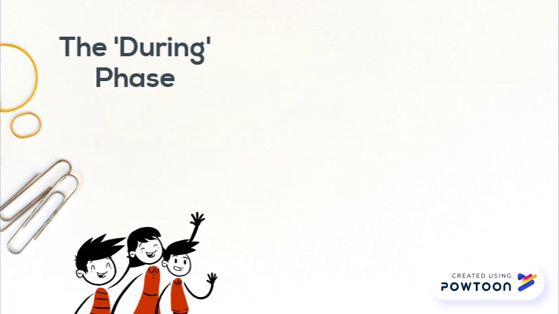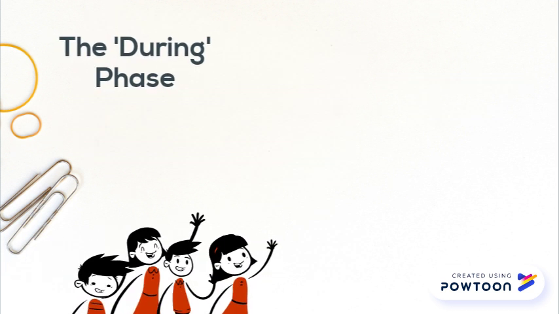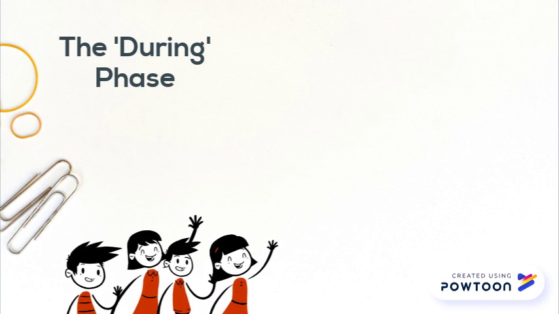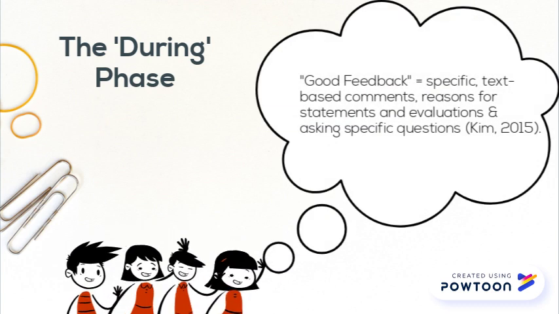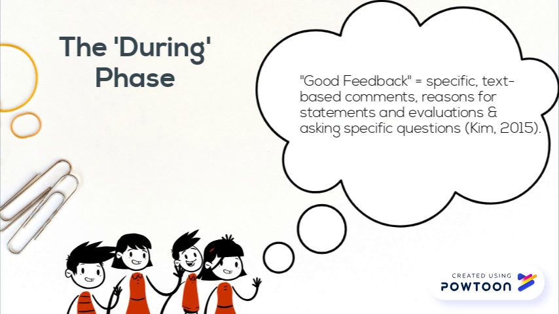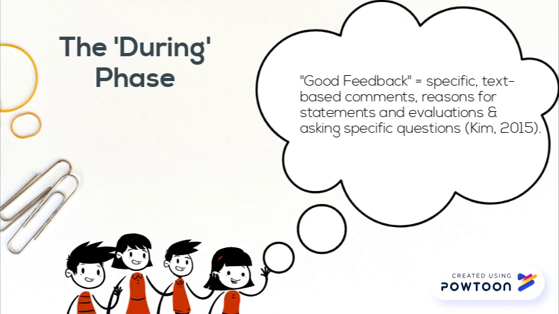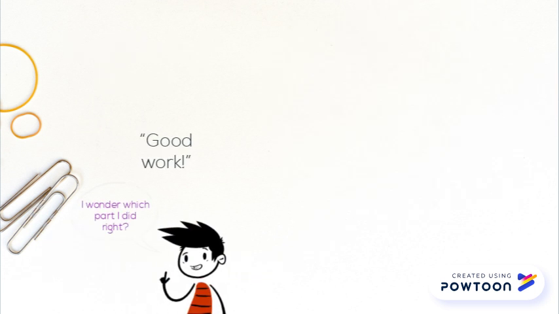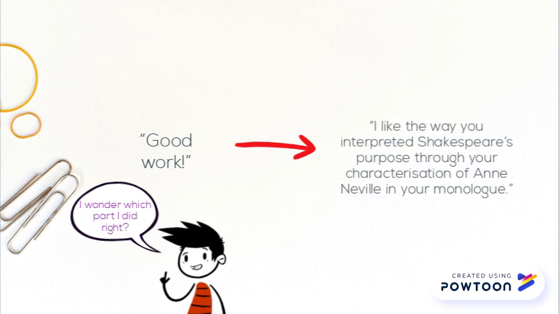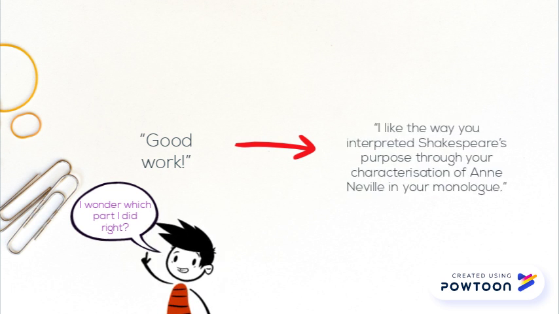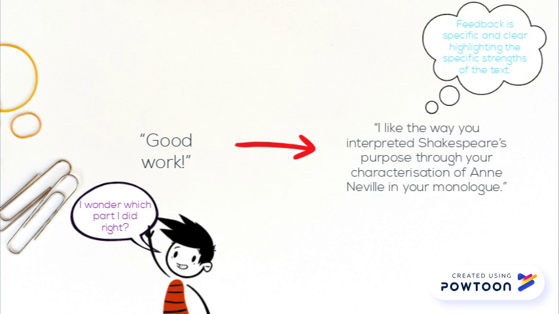text. In the during phase, students then learn how to effectively use the checklist. Here it is important that you emphasise what good feedback looks like, i.e., that giving specific text-based comments, reasons for statements and evaluations, and asking specific questions are all helpful for peers. For example, rather than saying, "good work," you may say, "I like the way you interpreted Shakespeare's purpose through your characterisation of Anne Neville in your monologue."